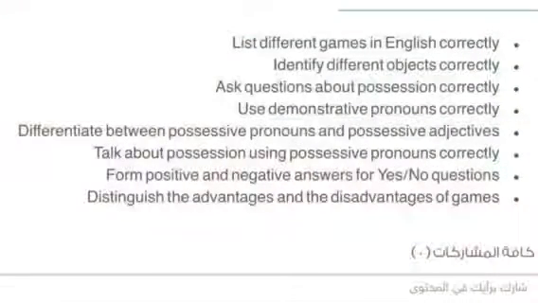Unit 5 Games, Grade 6, Term 1. Unit Objectives. The objectives of Unit 5 are: number 1, to list different games in English correctly. What are the different games in English?